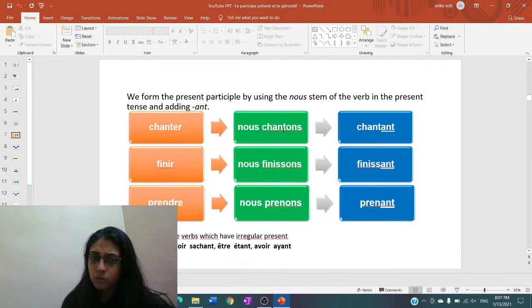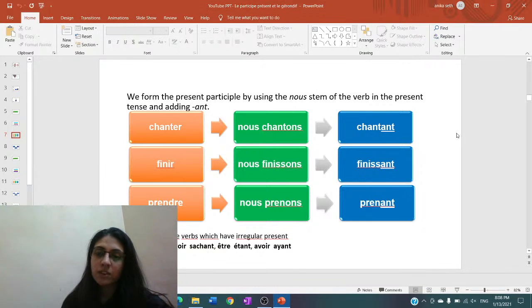So the pronunciation here is nous chantons, here it is chantant, it is similar. Finissons, finissant, prenons, prenant. So the pronunciation is similar, but here we are placing ons because it is the nous conjugation. Nous chantons, nous finissons, nous prenons. And here we have placed ant, removed ons, removed the subject pronoun also. So chanter, present participle is chantant. Finir, present participle is finissant. And prendre, present participle is prenant.